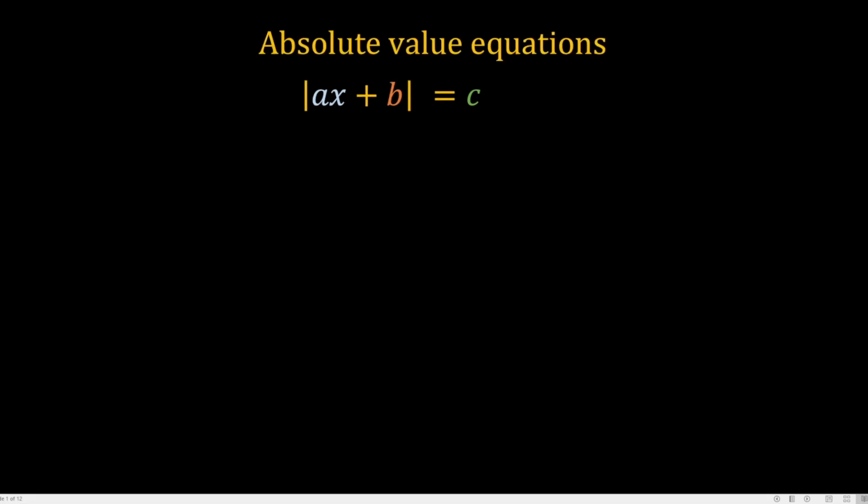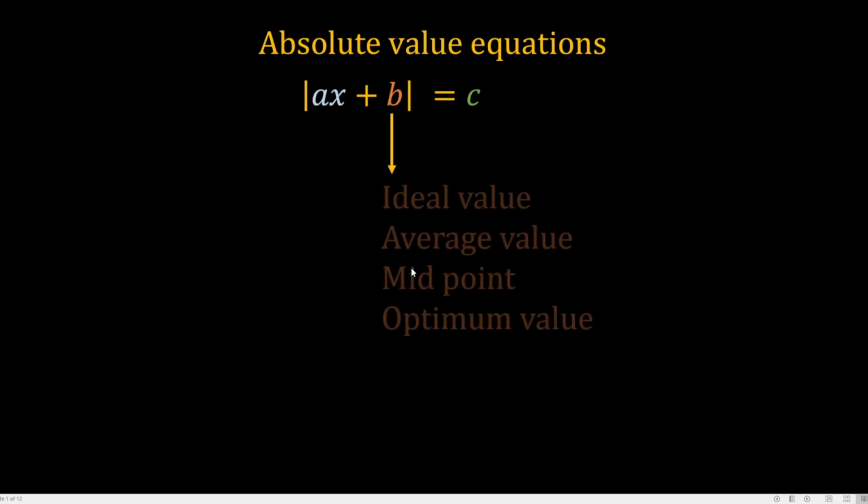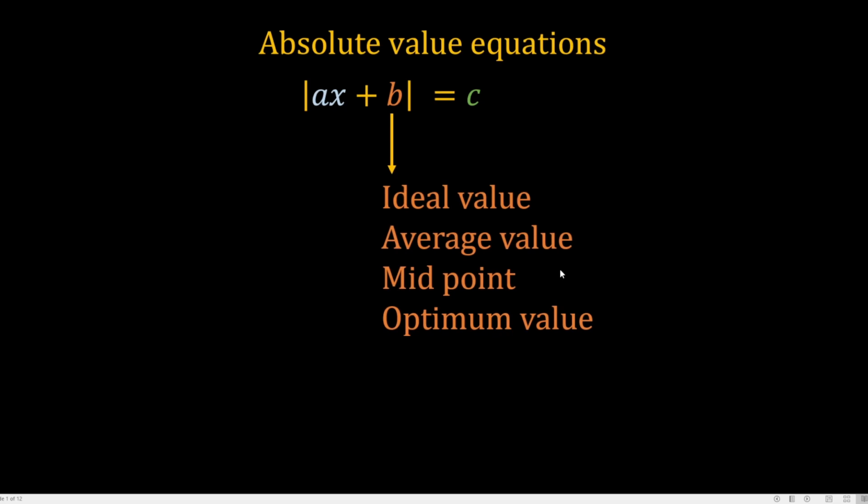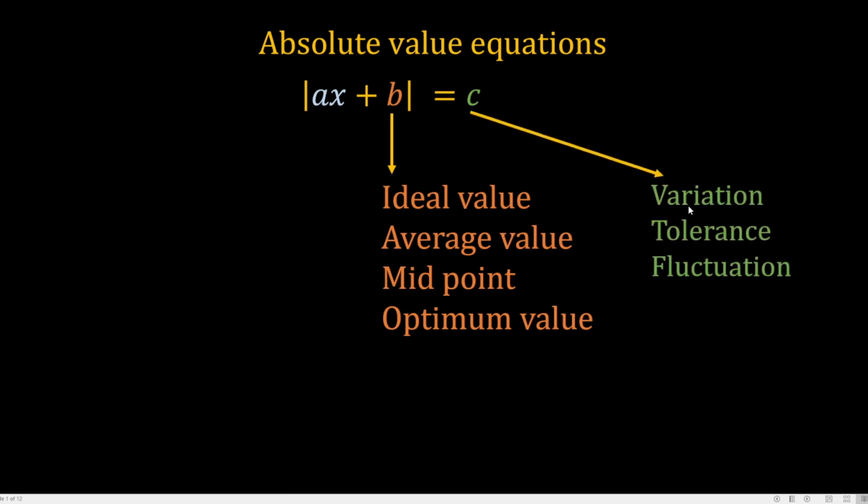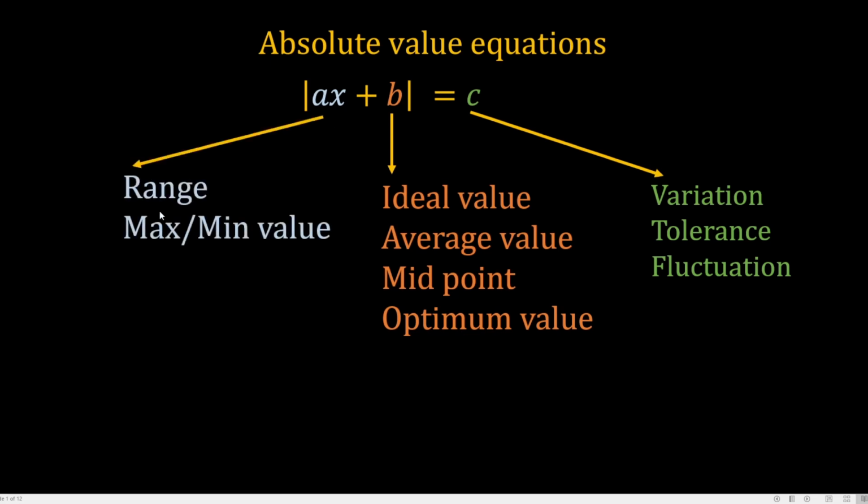So, in an absolute value equation, ax plus b equal to c, b is the ideal value, average value, midpoint or optimum value, and c is the variation, tolerance or fluctuation from b, and ax is the range or maximum and minimum value.